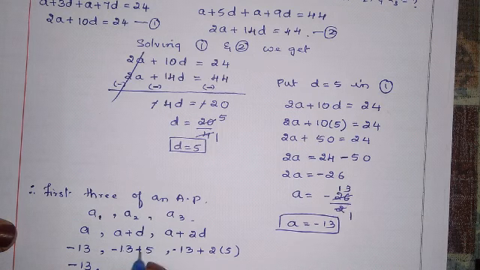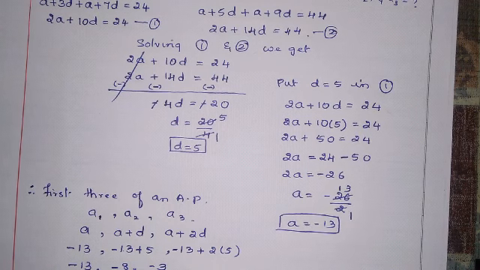Minus 13 as it is. Minus 13 plus 5 is minus 8. 5 twos are 10, and minus 13 plus 10 is minus 3. So the first three terms are minus 13, minus 8 and minus 3. So this completes question number 23.